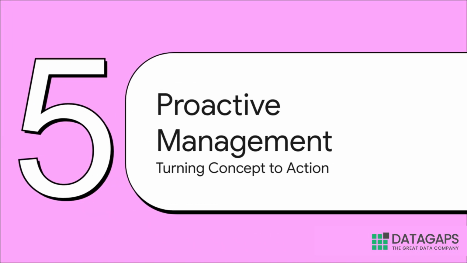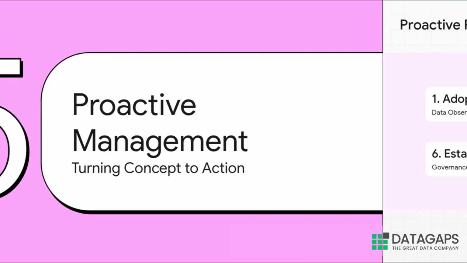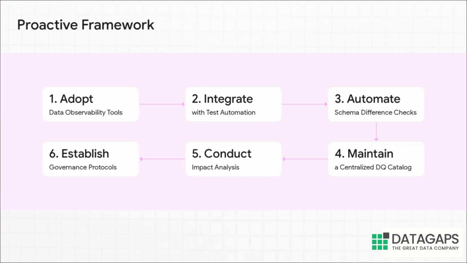Now, this all sounds great, but how do you actually make it happen? Well, it's not about buying some single magic tool. It's about implementing a systematic, operational framework that builds this proactive management right into your organization's DNA. And here's that framework. You start by adopting the right observability tools, of course, but then you integrate them directly into your automated testing. From there, you automate the checks and maintain a central catalog of everything you find. This lets you conduct routine impact analyses and ultimately establish clear governance protocols. This is the roadmap. This is how you turn your data from a constant headache into your biggest asset.